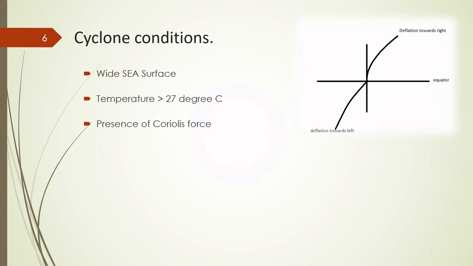And for those who are not aware of Coriolis force, please look into this picture. Basically, the equator divides the earth into two equal halves, the northern hemisphere and the southern hemisphere. Anything moving from the equator towards the northern hemisphere will have a deflection towards the right side, and anything moving from the equator towards the southern hemisphere will have a deflection towards the left side. This is the Coriolis force. It deflects those which are traveling from the equator towards the northern or southern hemisphere.